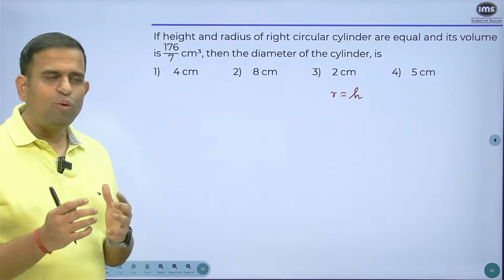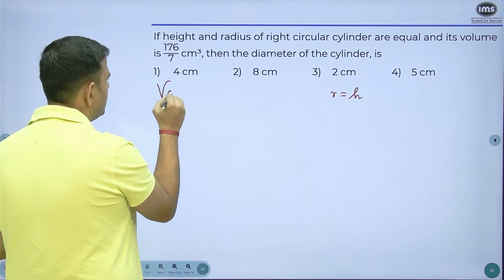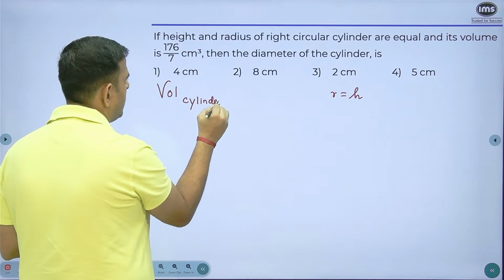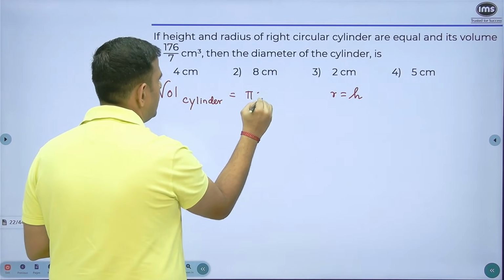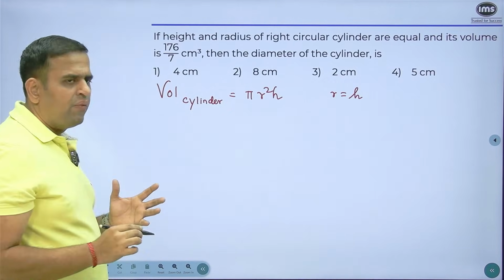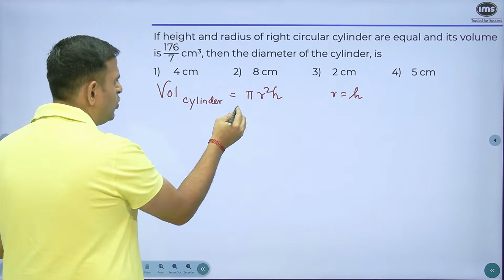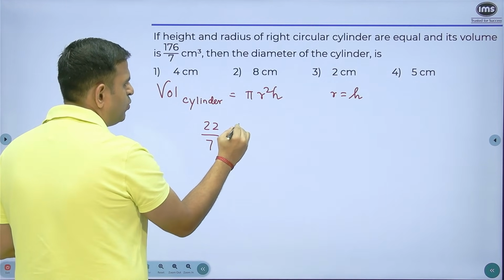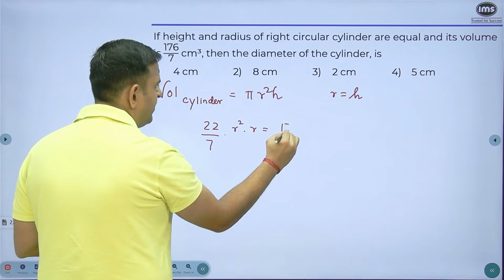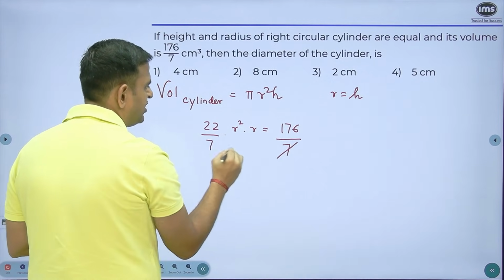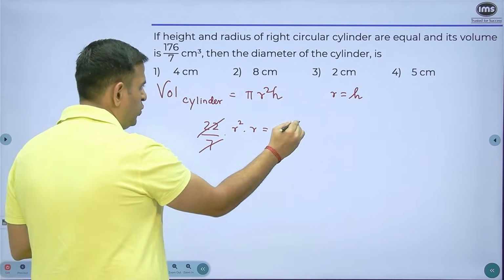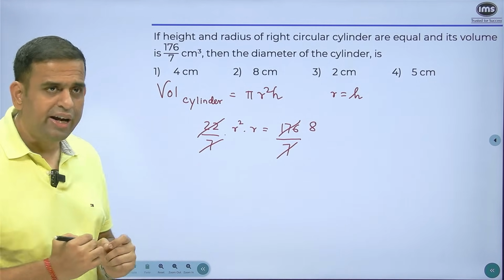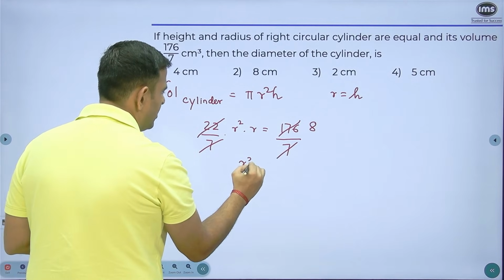So we know the volume formula. So the volume of cylinder is equal to pi r square h, where we know h is equal to r. Let's put the value. Pi is 22 by 7. R square into r will become r cube. 176 over 7. 7 gets canceled out. 22 into 8 is 176. So you are going to find out r cube equals 8, and then you can say r to be equal to 2.